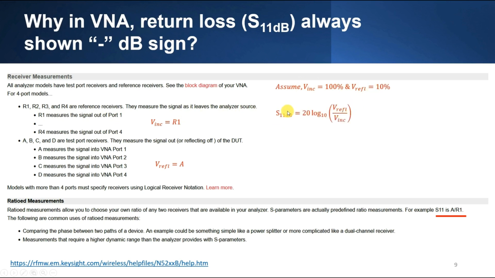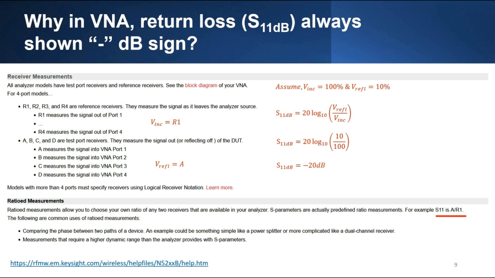Then we have the S11 equation equal to 20 log voltage reflected divided by voltage incident. Why 20 log? Because it's voltage. In a VNA, the signal source is always in voltage, so we use 20 here. And without the negative, why? Because S11 is not return loss or insertion loss. Without the word loss, we cannot use a negative value here. Therefore, just place in the voltage reflected and the incident voltage, then we can get negative 20 dB.